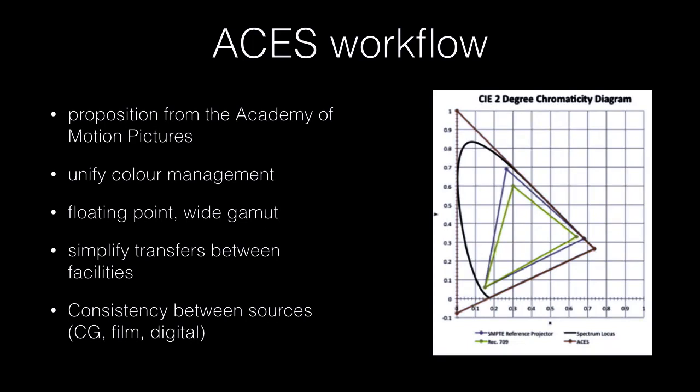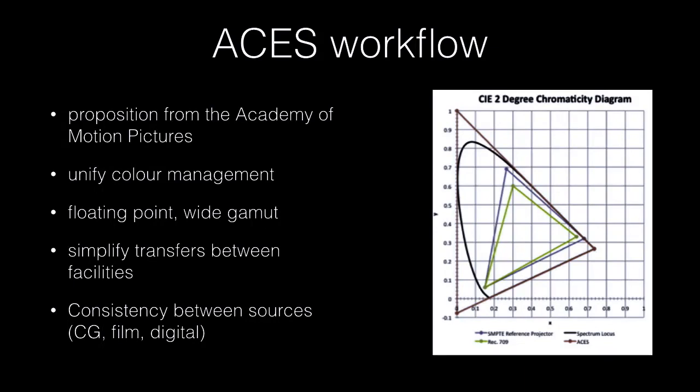It uses floating point to store data, and really it's meant to make sure that any kind of signal, whether digitally acquired, film acquired, or digitally generated, will go through without any clipping of the actual information. It's meant to unify the color management across different facilities and different departments in one facility, and make sure that everything gets processed the same way. So you have consistency between sources and consistency between the displays.